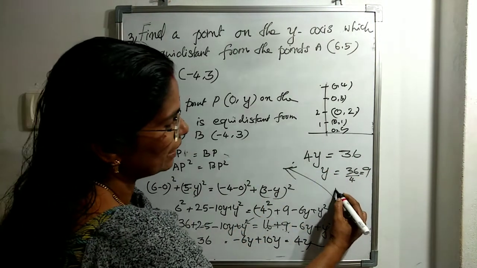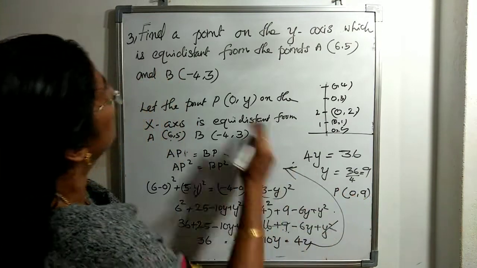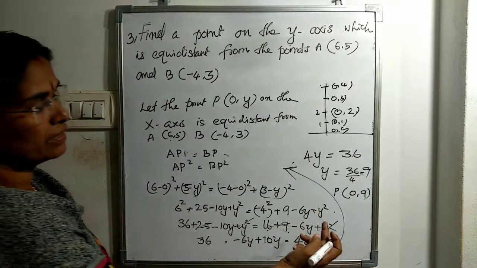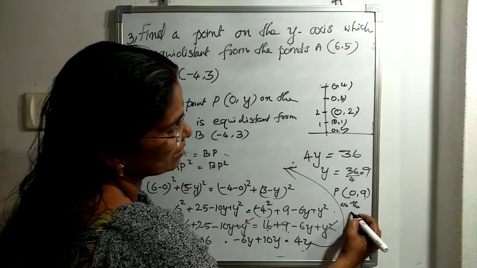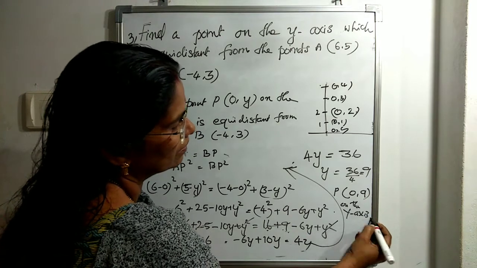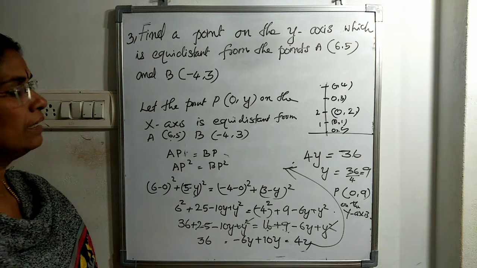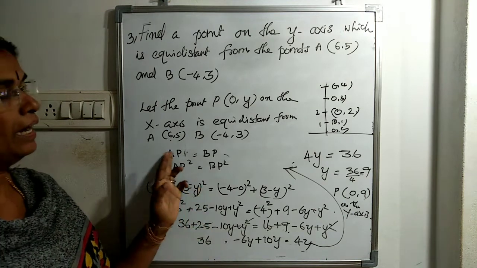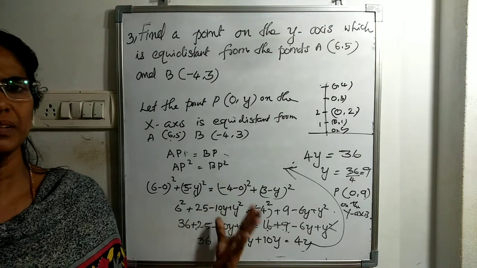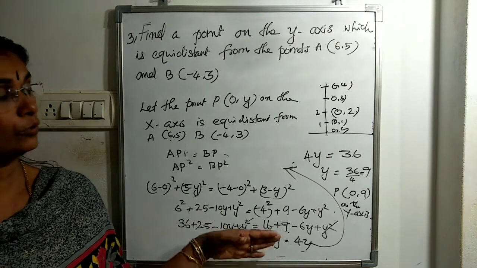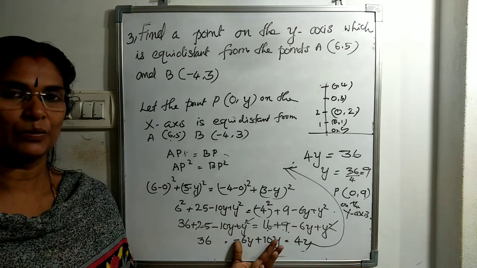So the point is P(0, 9). We have to find the point. Find a point on the y-axis. So P(0, 9) on the y-axis. Clear this one? Here also the same formula we are applying, the distance formula. And P is equidistant, so AP equal to BP. I think it is also very simple. Those who know the previous question, the same approach we apply here also.